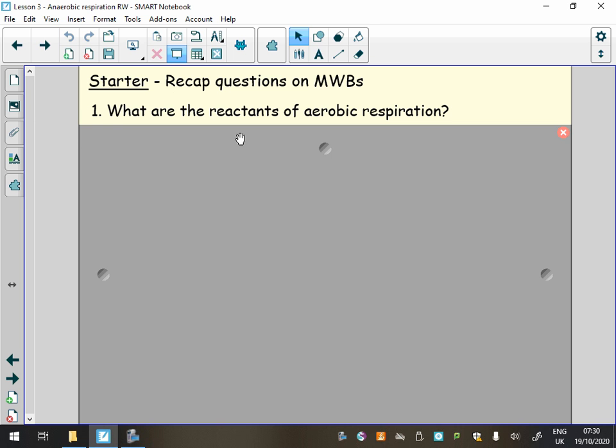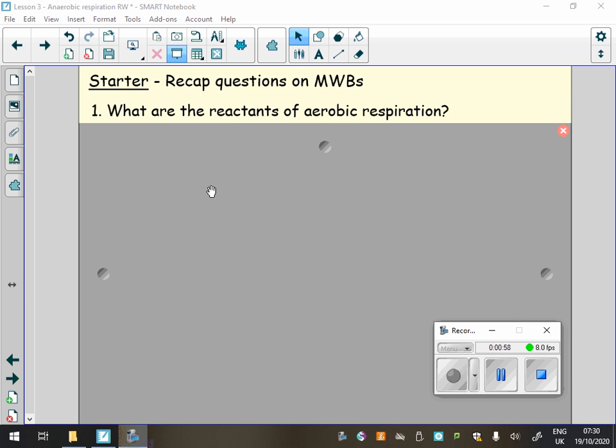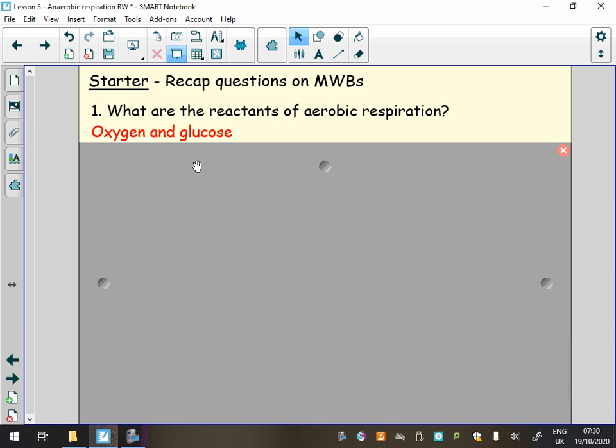Okay, so there's a starter to do there. I will read out the questions, and hopefully you can pause it, have time to answer them, and then we'll move on. So what are the reactants of aerobic respiration? They're the things that we're reacting together during aerobic respiration. Have a go writing those down. You could do this in the back of your book, probably makes more sense than doing it in the front of your book. Pause it if you need some more time, but the answers are oxygen and glucose.